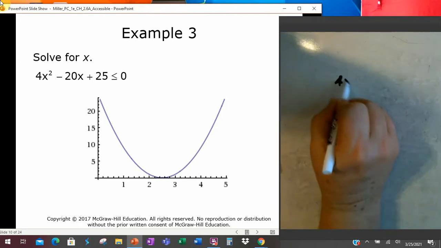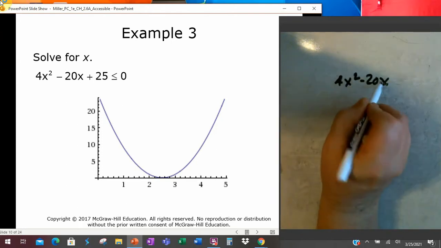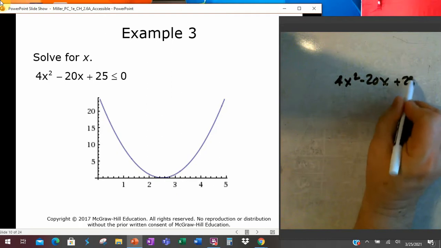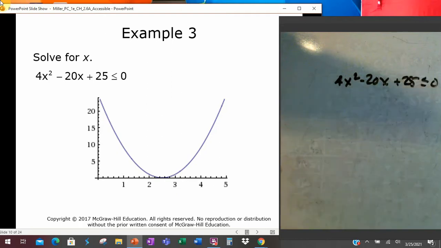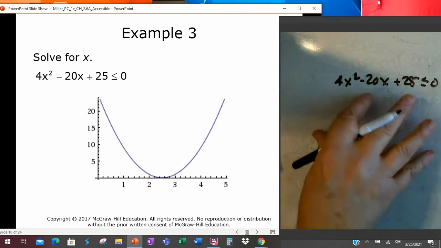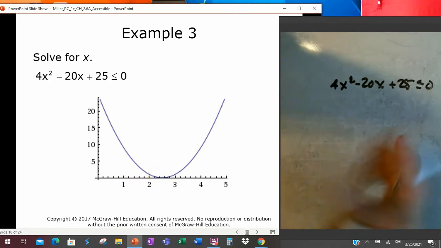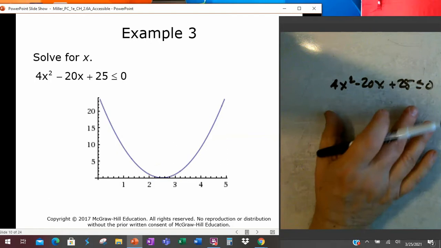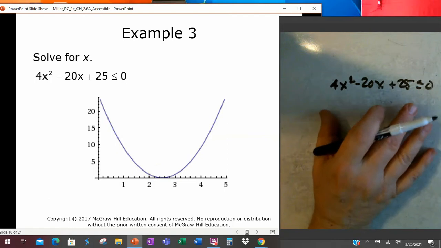So I've got 4x squared minus 20x plus 25 less than or equal to 0. And here I've got something in here with a 0. So if I graph this out, it would be in here like 2.5. Looks like it's going to be in here. So let's work this through based on completing the square. Let's do it that way.